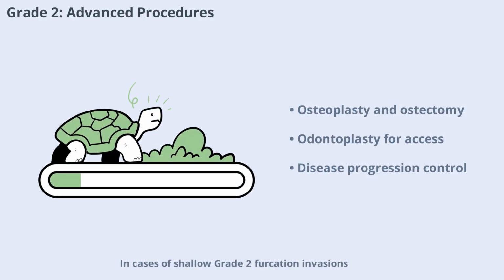In cases of shallow Grade 2 furcation invasions, more advanced procedures may be necessary. Osteoplasty, sometimes combined with limited ostectomy, helps reshape the bone for better access and cleaning. Odontoplasty can also be performed to further reduce plaque retention areas. These interventions are designed to halt disease progression and maintain the tooth's function. By addressing the anatomical challenges early, clinicians can often prevent the need for more invasive treatments later on.